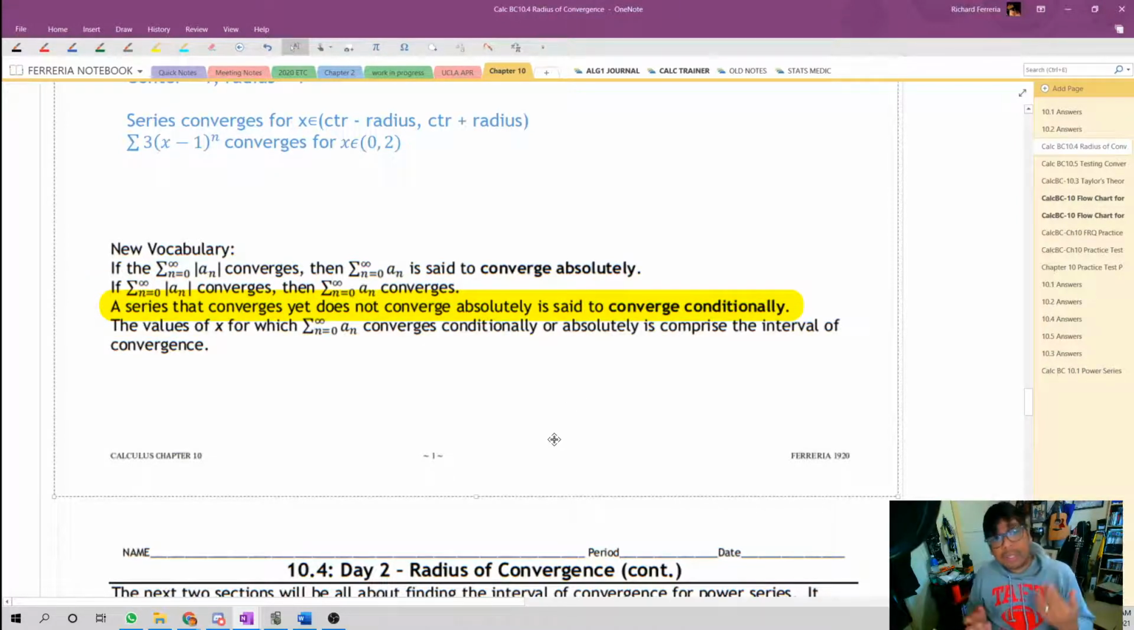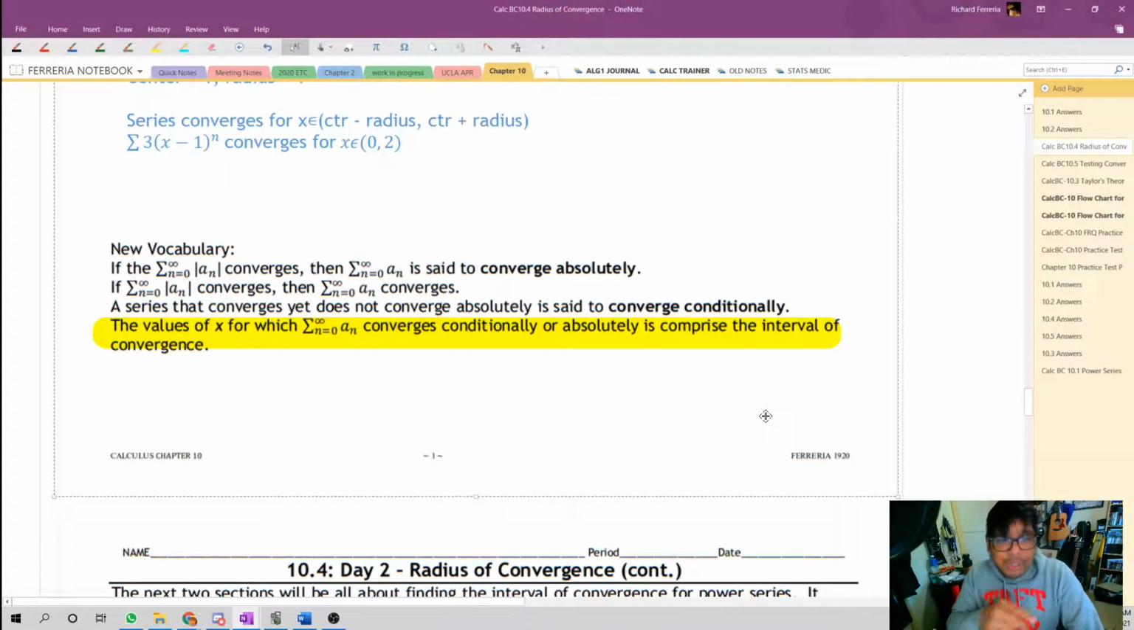Now, if the series doesn't converge absolutely, but it still converges, we say that the series converges conditionally. And conditionally means here on the condition that it's not an absolute value. So, converges absolutely, converges conditionally. They're both showing convergence. And then if we mash those two things together, we get what's called just the plain old interval of convergence. So it's any place where the series converges either conditionally or absolutely. The interval of convergence is made up of all the places where the series converges absolutely and all the places where the series converges conditionally.